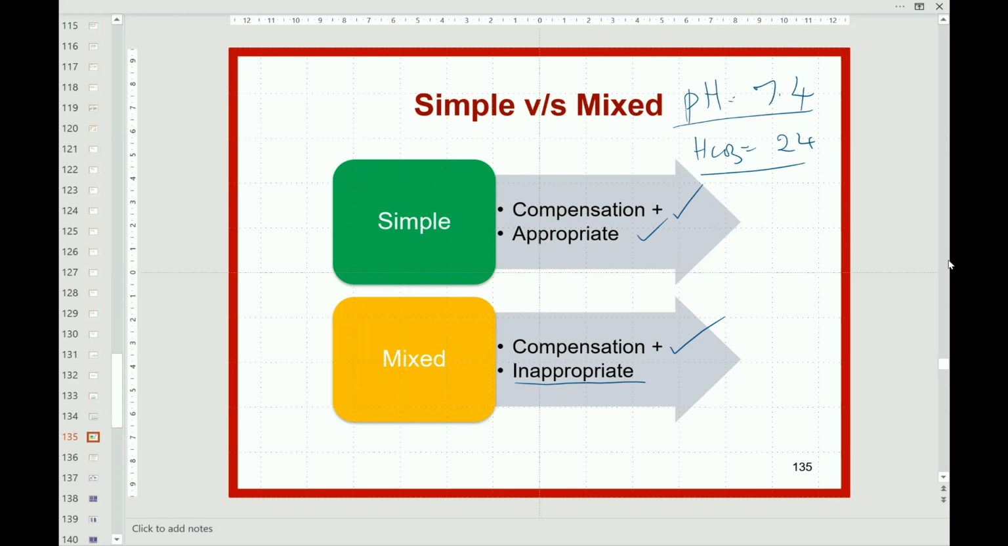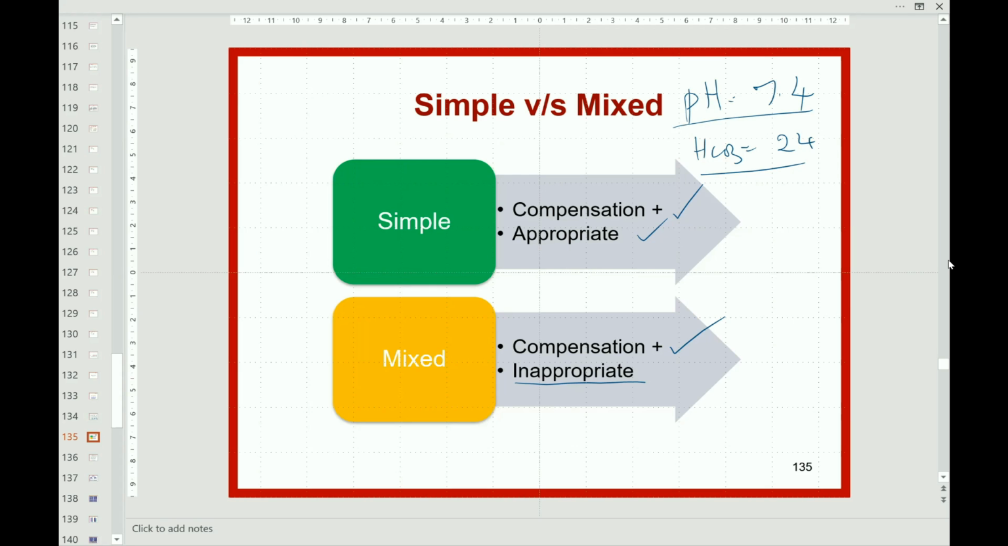We stick to those numbers, particularly when we are dealing with mixed disorders, because in mixed disorders the changes in the pH or the numbers will be very subtle and they are not as gross as you see in simple disorders.